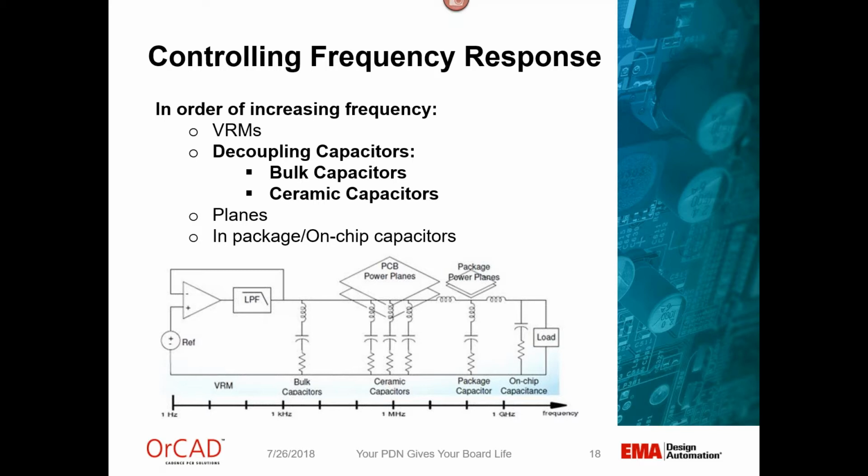We'll start with the VRM, and then on the board side, we're going to work with the decaps, which are composed of bulk capacitors and ceramic caps. And then the power plane itself also has impedance issues. And then beyond our control are the in-package and on-chip capacitors that actually sit on the die.